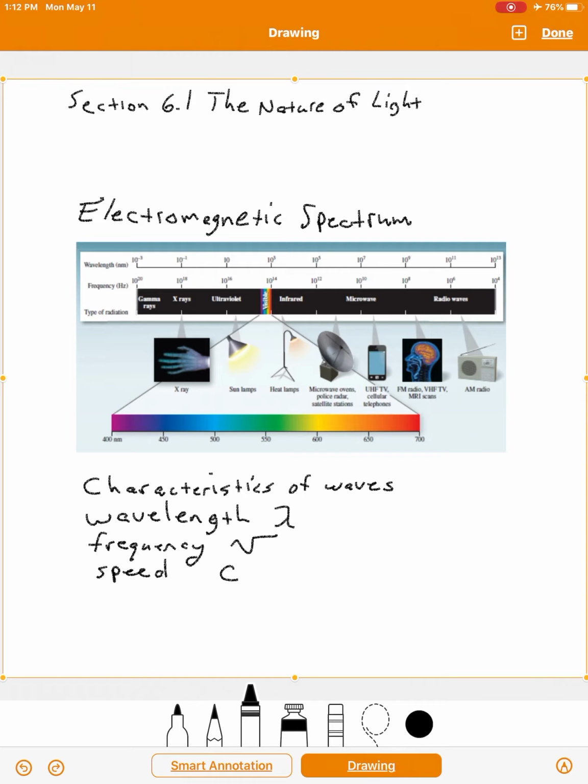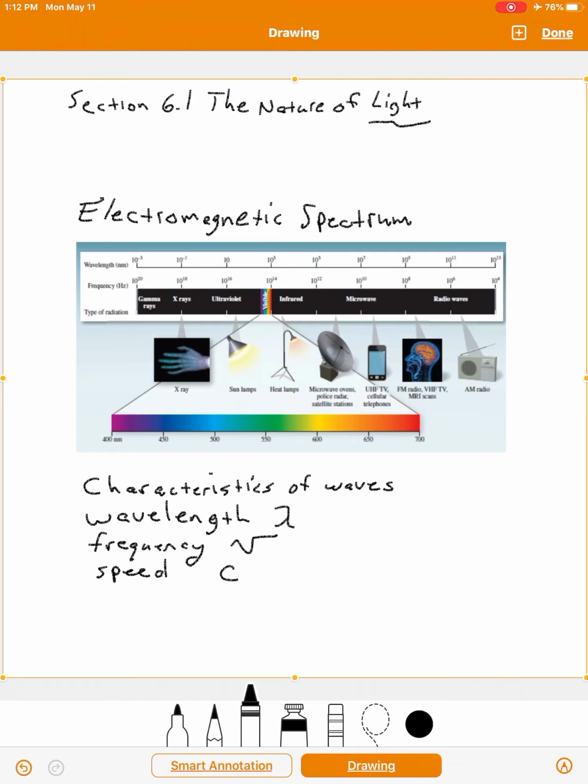Okay? So this is an issue of the nature of light. We're going to use the word light as a colloquial term to mean electromagnetic waves. So let's begin by reviewing the electromagnetic spectrum. These are all the different types of electromagnetic waves that have been discovered over the years.